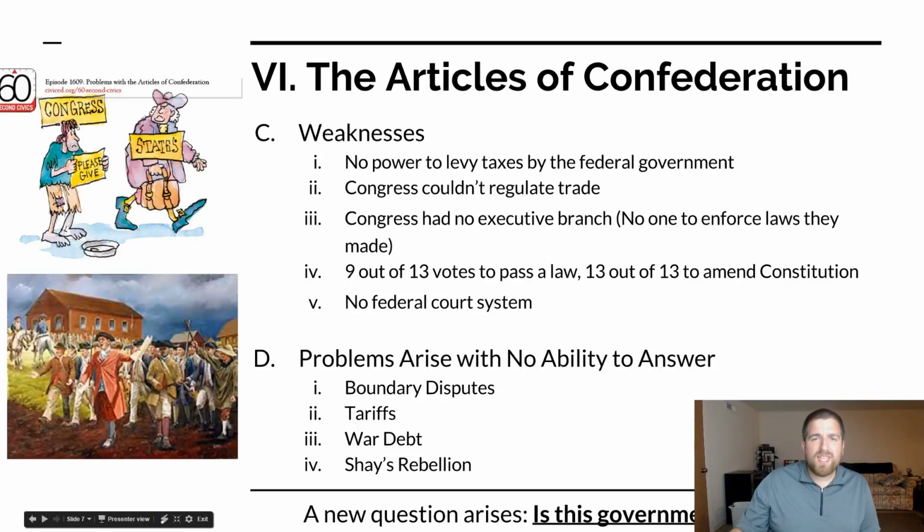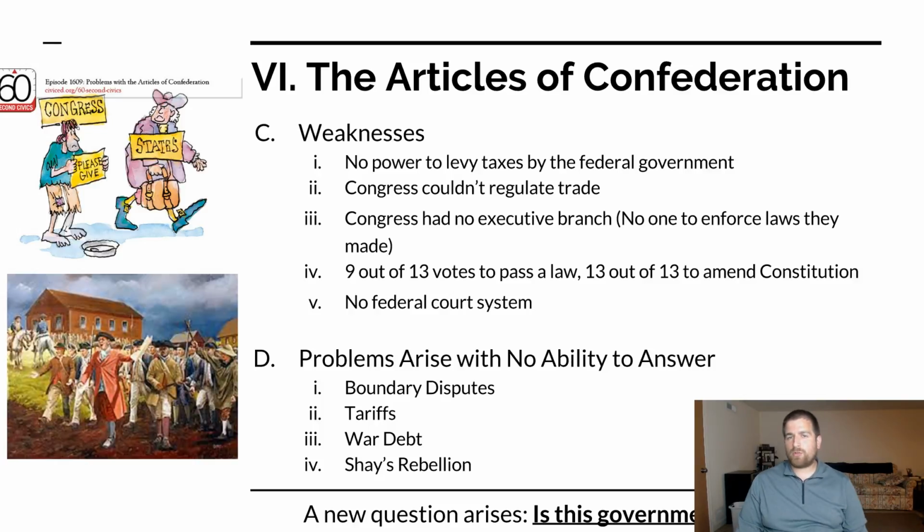So what are the weaknesses that might come with that government, or what are some problems that might arise? Well, let's look at the 5 major weaknesses. The first is the fact that the federal government has no power to levy or create taxes. That's an issue because government needs money to function, and if I can't create taxes as the head of federal government, there's not really going to be any money to do anything.